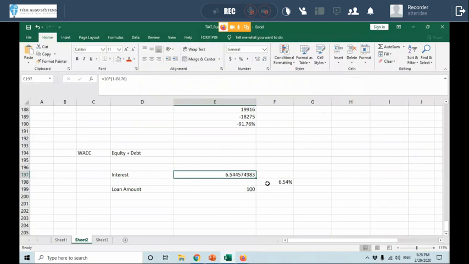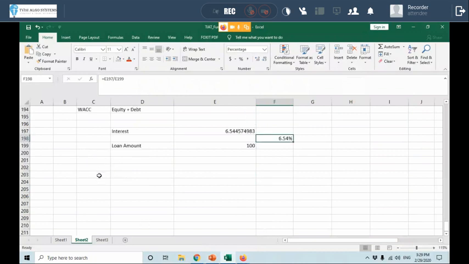That's why my new cost of debt, which is post tax, is 6.54%. Right? Now this is cost of debt. Now we will arrive at cost of equity.